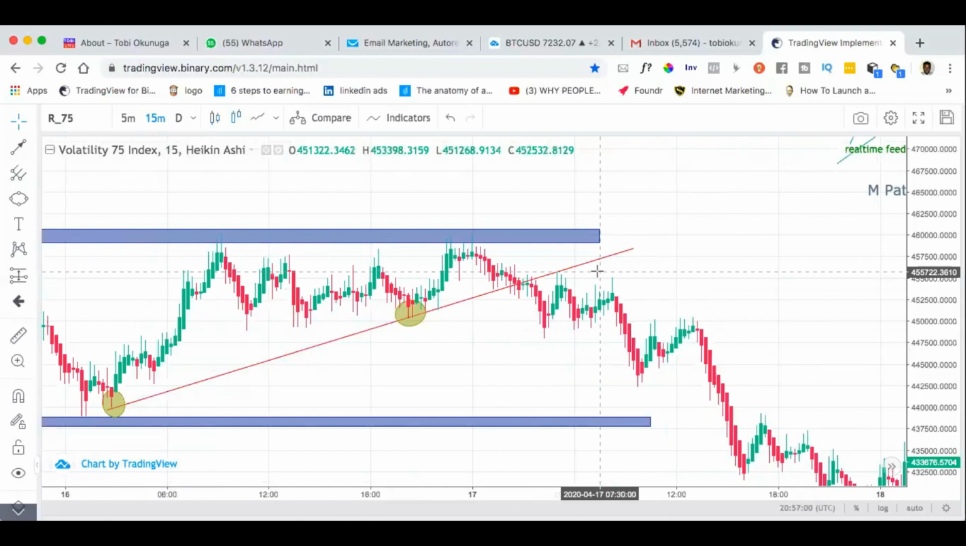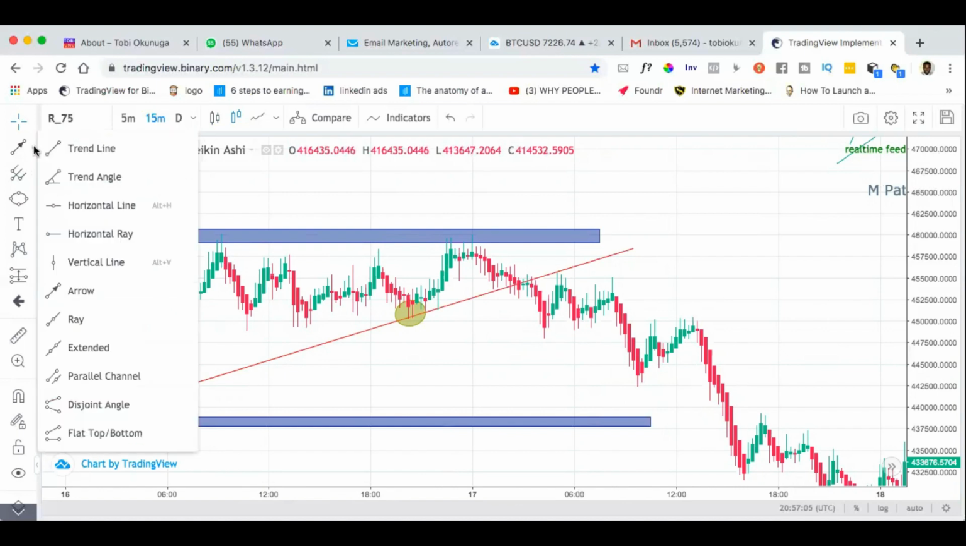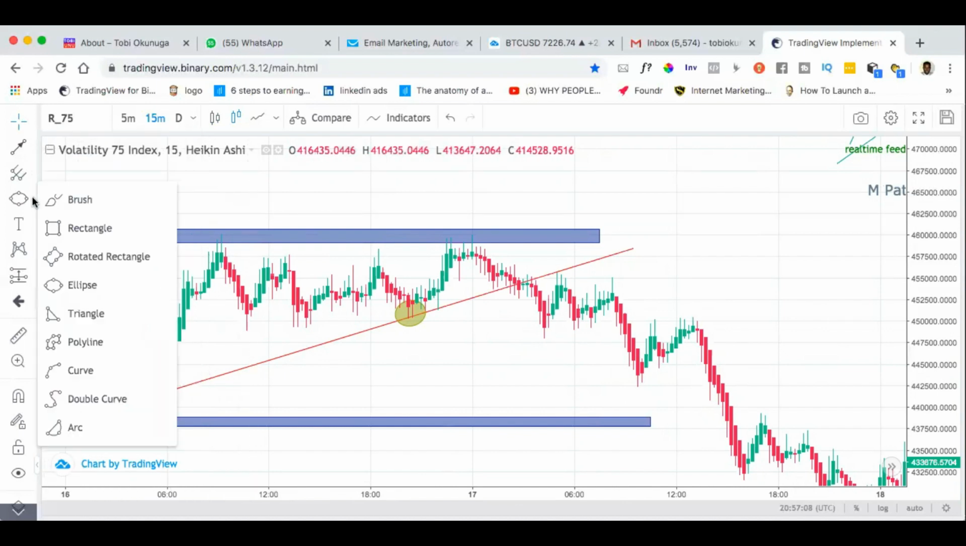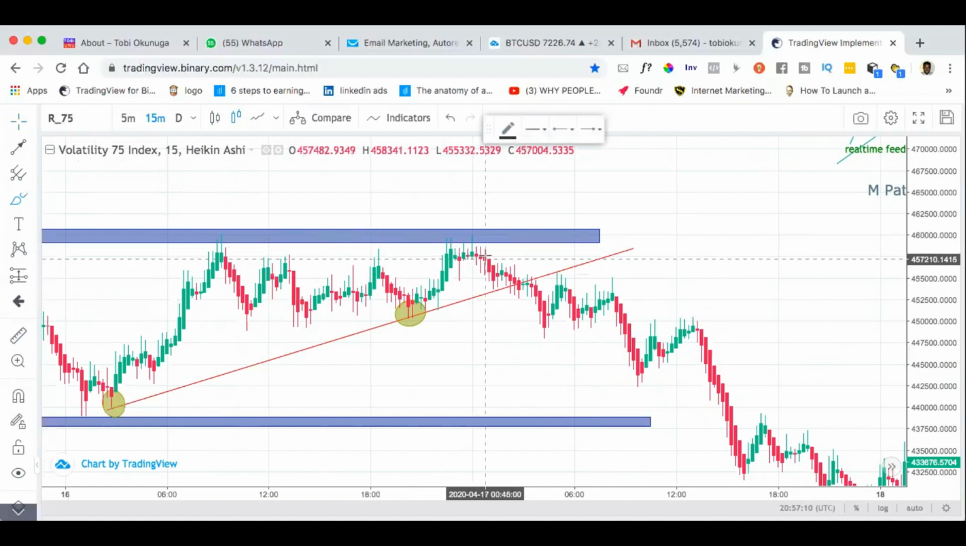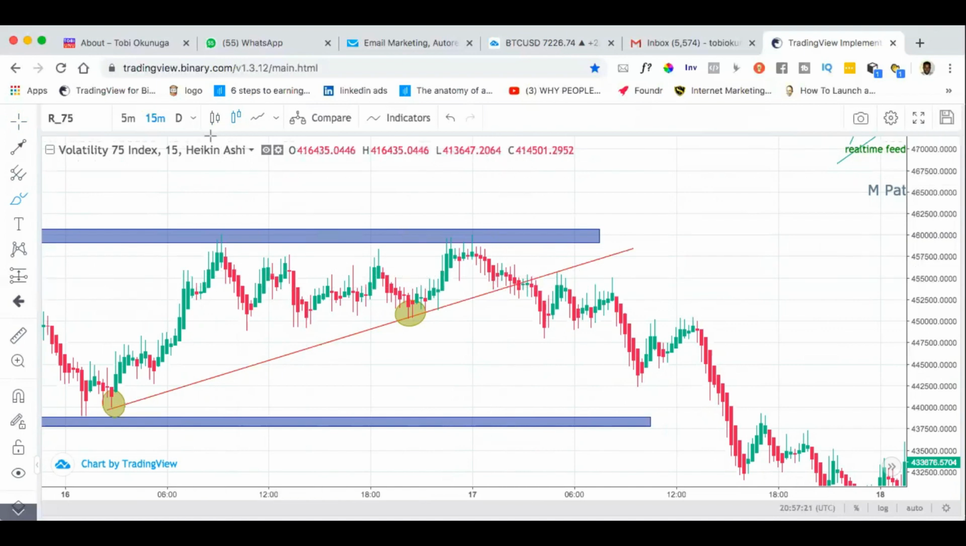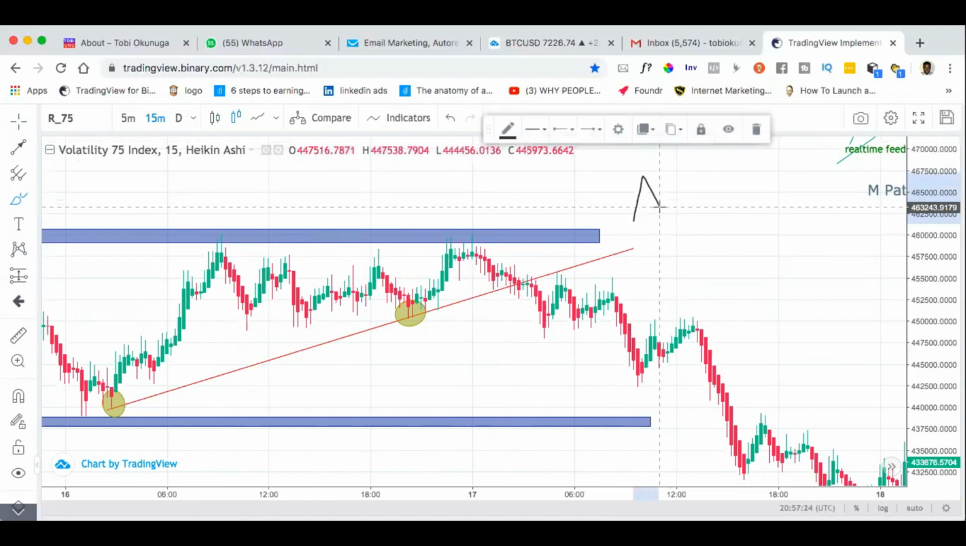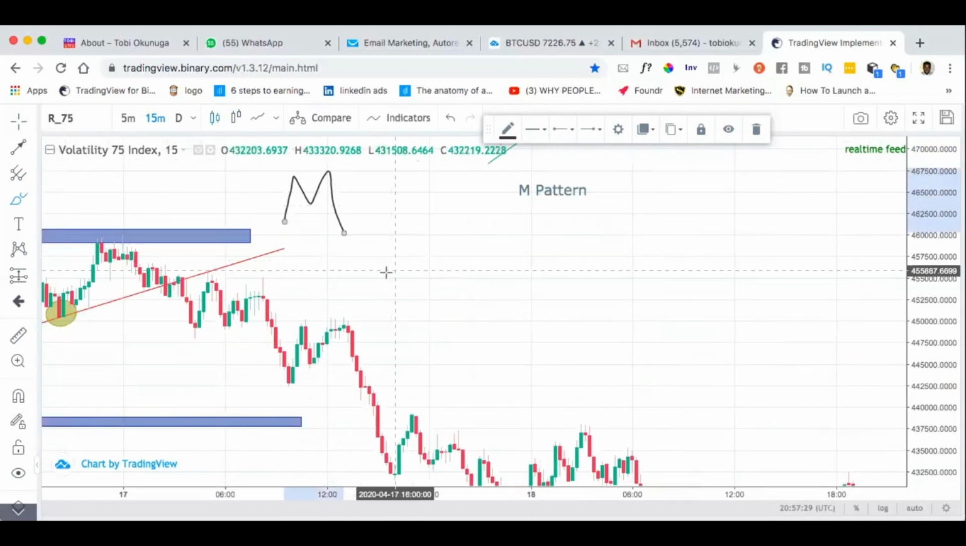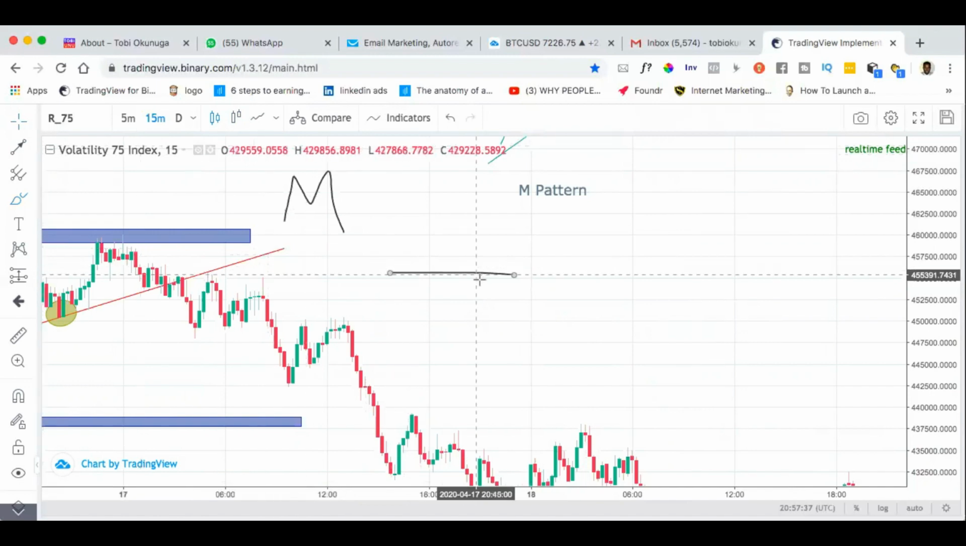Here's what I'm going to select as my own M. I'm looking for an M. That's an M. Let me go back to my normal candlestick, that's what I'm used to. Sorry guys, give me a minute. Let me delete this.